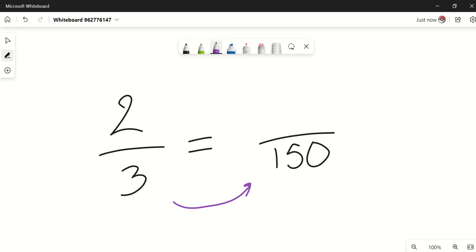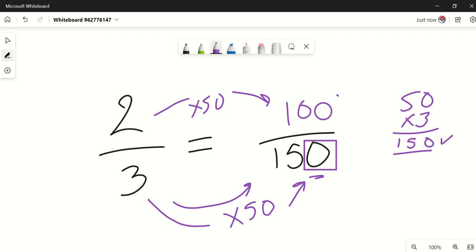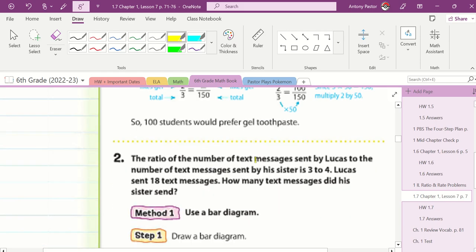Now we're going to go ahead and use our big math brains here. Ignore the 0 for now. What would I need to do to 3 to get it to be 15? I'd multiply it by 5. Now, because there are extra zeros here, I'm just going to add a 0 here. So 50 times 3 should be 150. 3 times 0 is 0. 3 times 5 is 15. It checks off. So if I multiply 3 by 50 to get to 150, I will need to multiply 2 by 50 to find out how many students prefer gel toothpaste, which will be 100. So 100 students prefer gel toothpaste rather than not gel toothpaste.